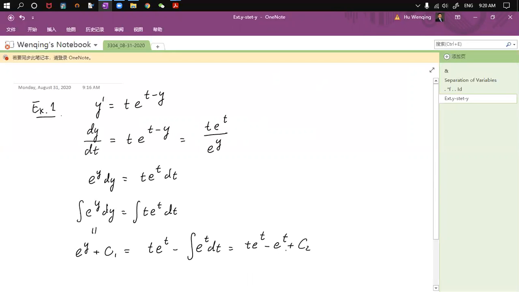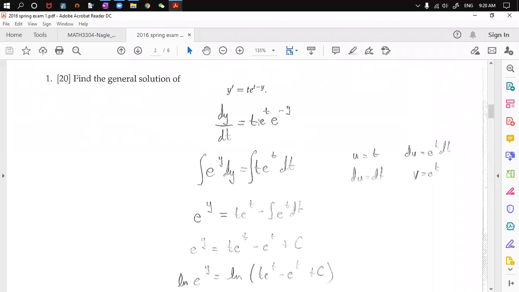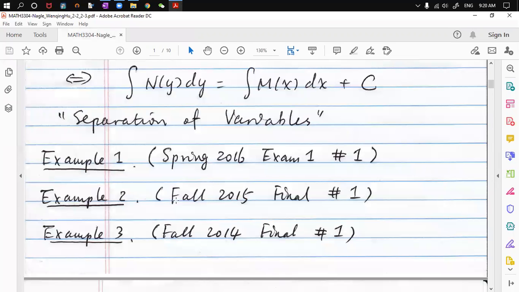Once you have C1 and C2, essentially e^y is t e^t minus e^t plus a constant, which means that the solution y is equal to the logarithm of t e^t minus e^t plus a constant. That's the way you treat a separation of variables, and you get a solution. Let's look at the exam; the solution is like this. You just do the integration by parts and you get the solution. So that's a nice example of how you do this problem.